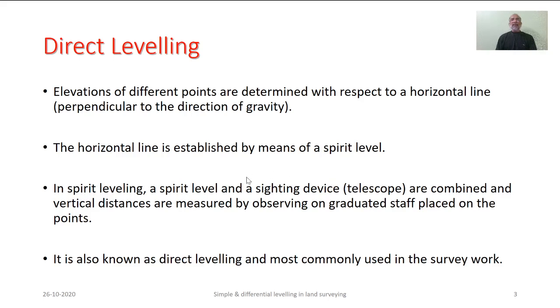So, in spirit leveling, we make use of the spirit level combined with the telescope as the sighting device, and vertical distances are measured by using the graduated staff, again of a variety of categories. This kind of leveling is commonly used in all engineering surveying operations.